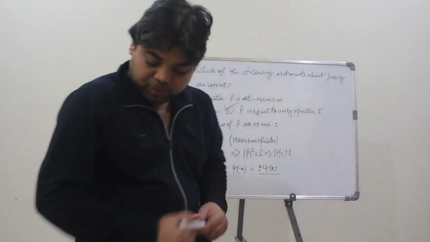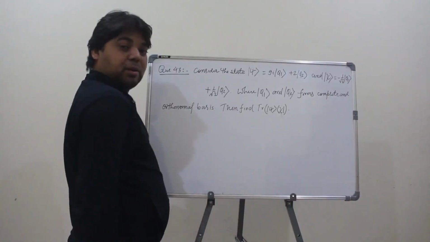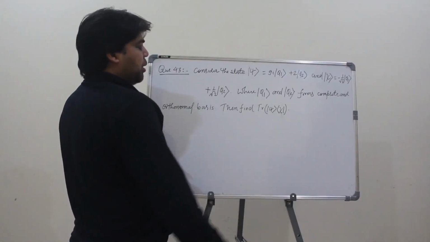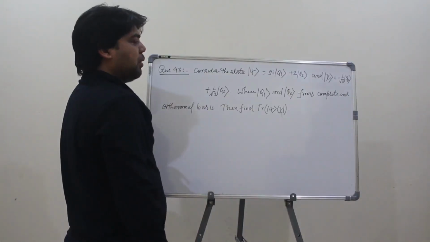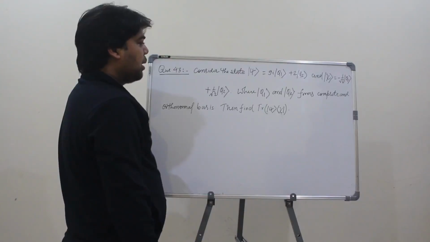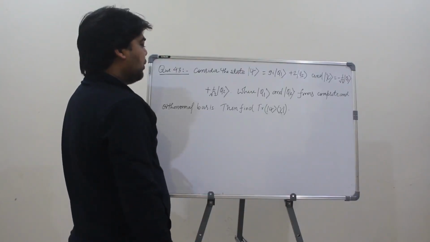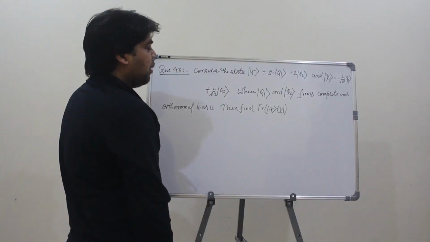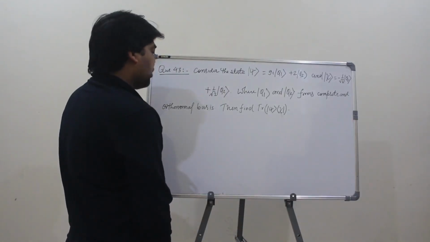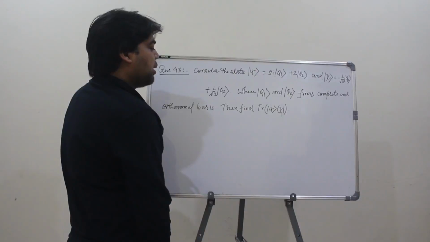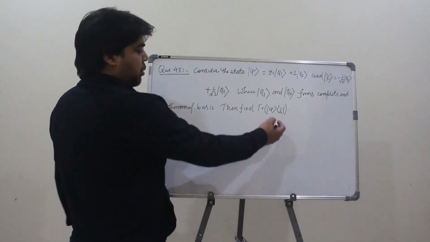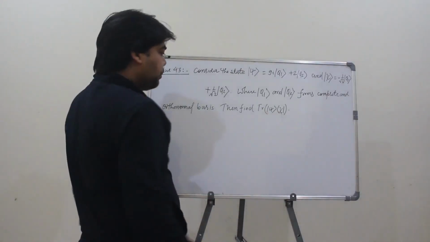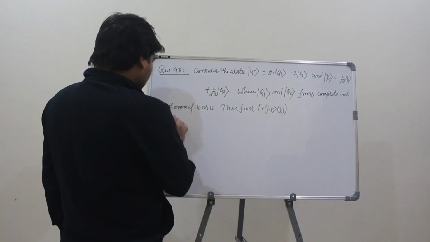Let us go to one more problem, problem number 43, which is about calculating the trace. It says: consider the states psi, which is 9i phi 1 plus 2 phi 2, and chi, which is minus 1 upon root 2 phi 1 plus 1 upon root 2 phi 2, where phi 1 and phi 2 form a complete orthonormal basis. Then find the trace of the outer product of psi and chi. Let us try to solve it.